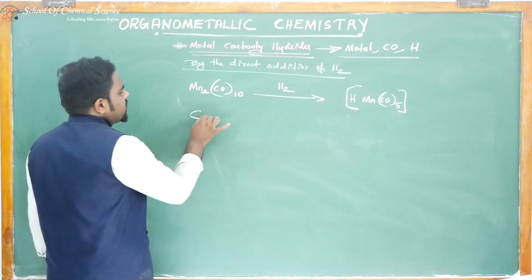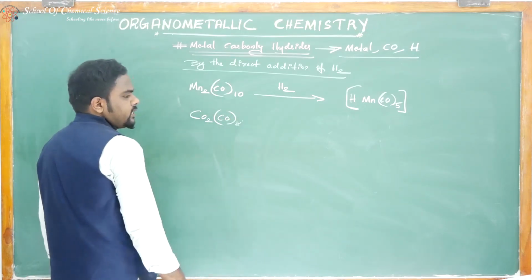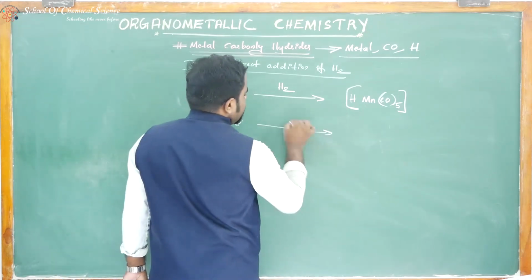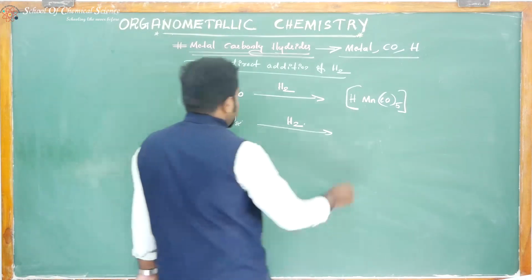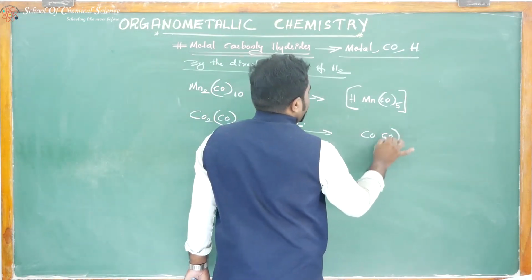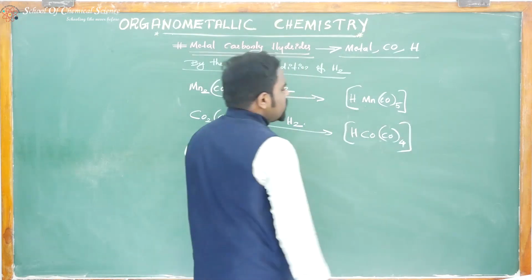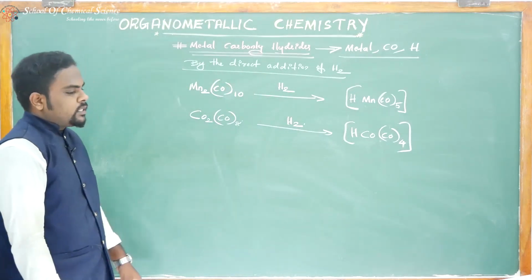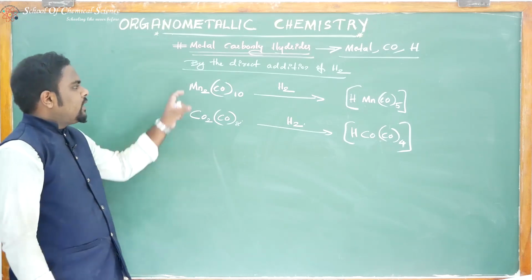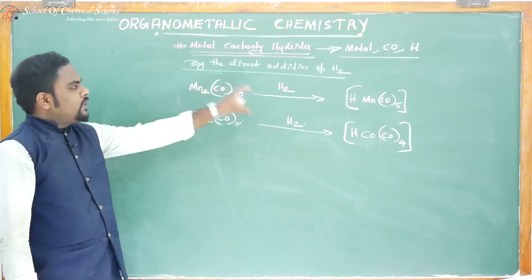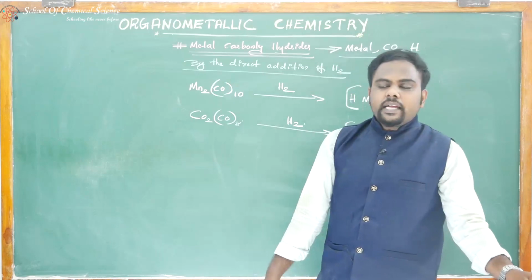Or Co2CO8. Co2CO8 on reaction with H2, what will be formed? Co2CO8, divide the fragment equally. So Co(CO)4: 9 plus 8 is 17, plus 1 hydrogen. HCo(CO)4, so that will be your product. Okay, so this type of question is very favorite: a binuclear metal carbonyl with direct addition of hydrogen. So we discussed the 2 methods of preparation of metal carbonyl hydride.